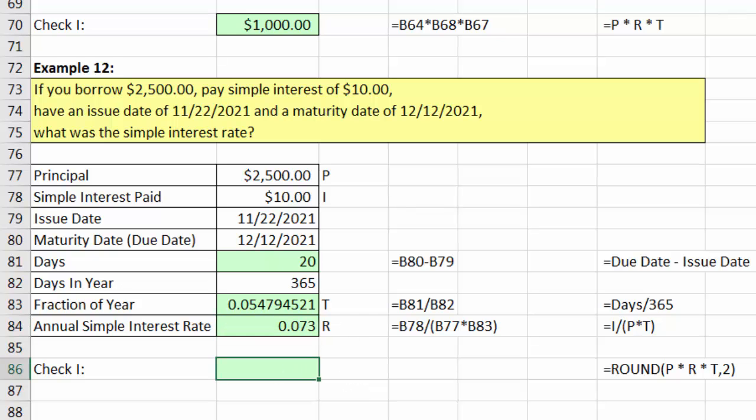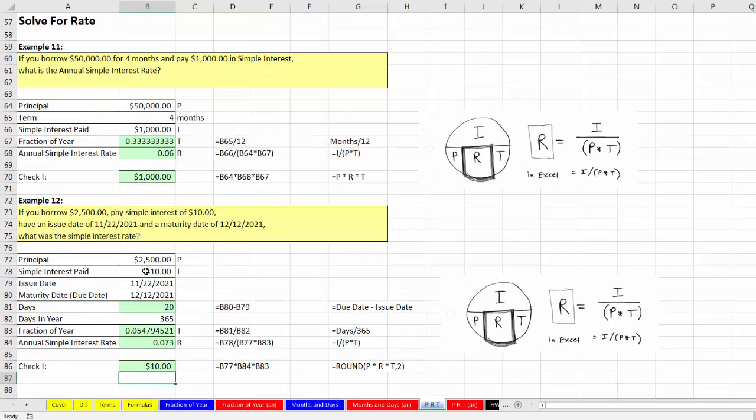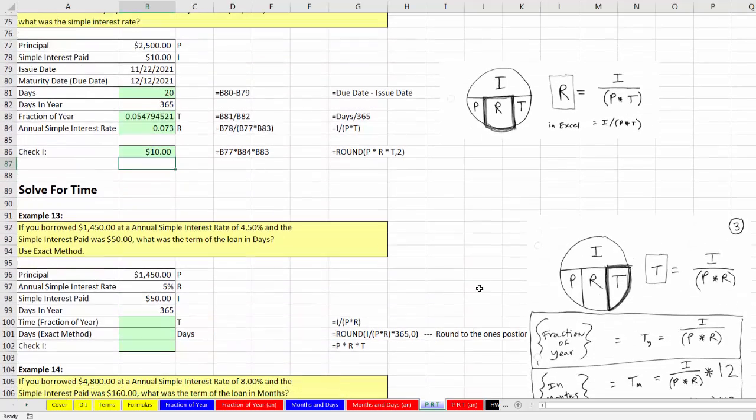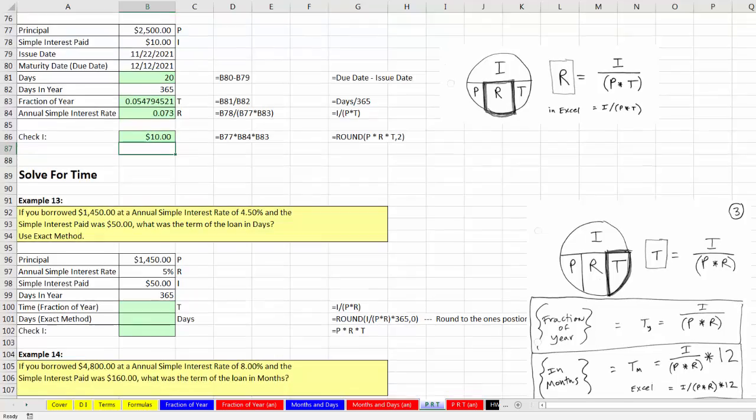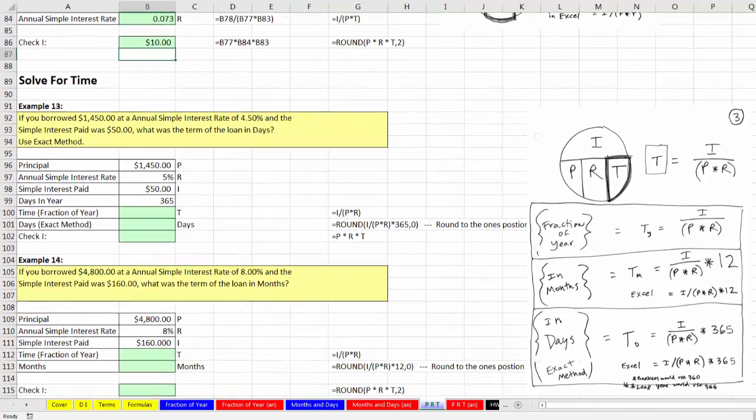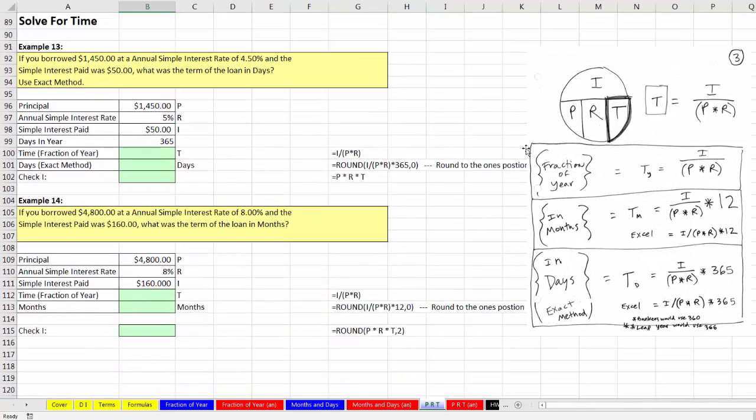Now I'm going to check with our interest formula. There's the principal times the rate times our time, and I better get 10 bucks, and sure enough, I do. All right, so we saw 2 examples of how to solve for rate. Now time. Time's always the one that's a little bit tricky just because we have to convert from days and months to fraction of a year.